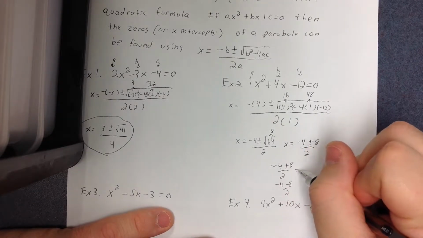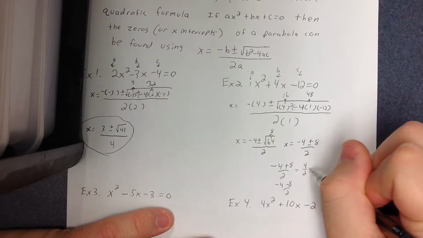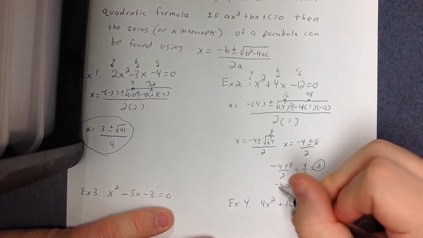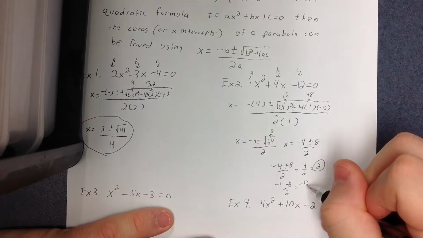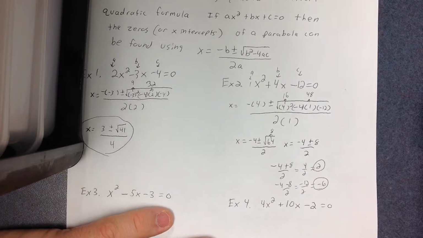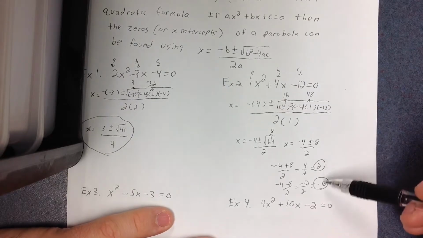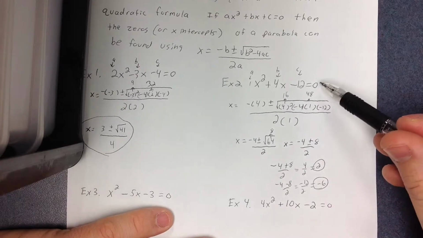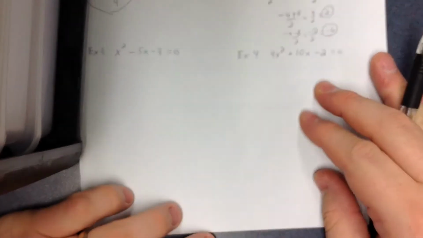Negative 4 plus 8 is positive 4 divided by 2, which is 2. Negative 4 minus 8 is negative 12 divided by 2 is negative 6. Anytime you come out with two integers here, that means you could have factored it. That's okay. You need to understand both ways.